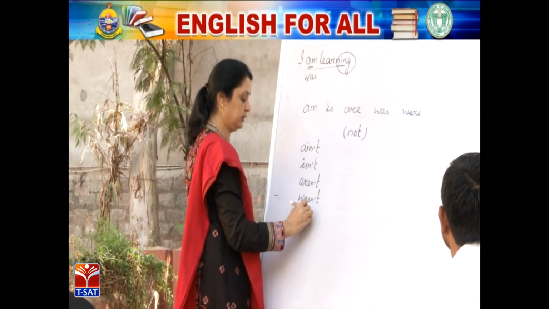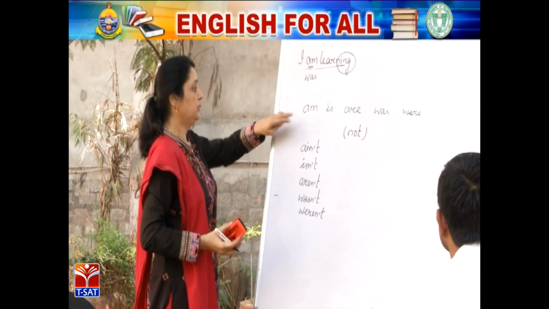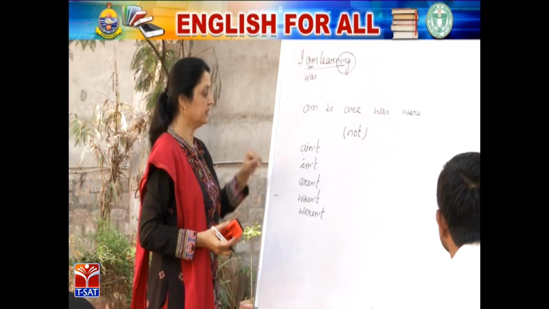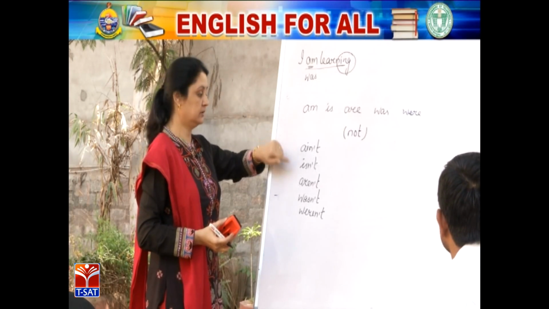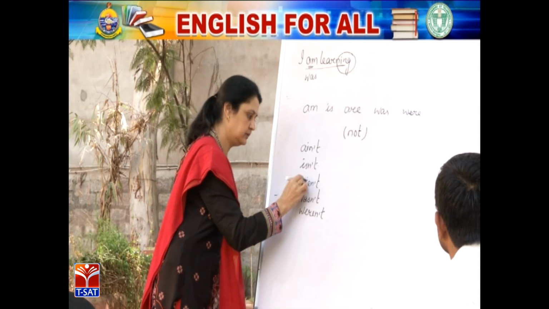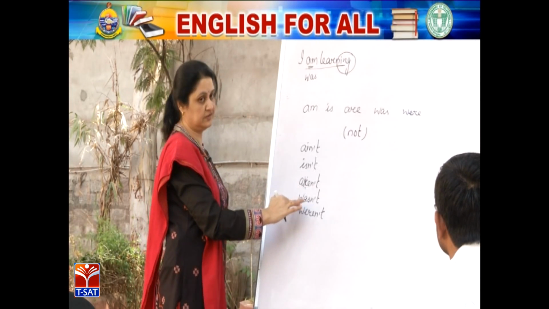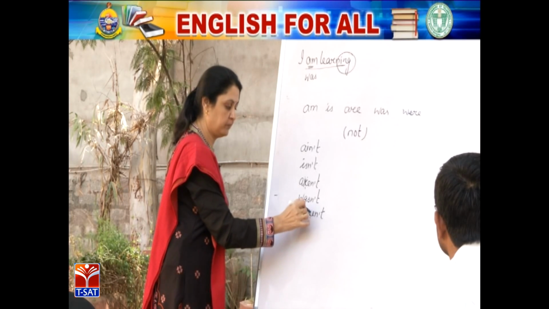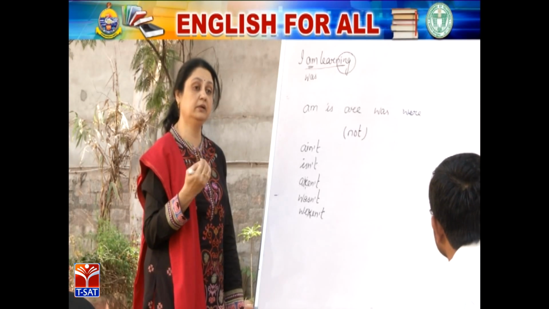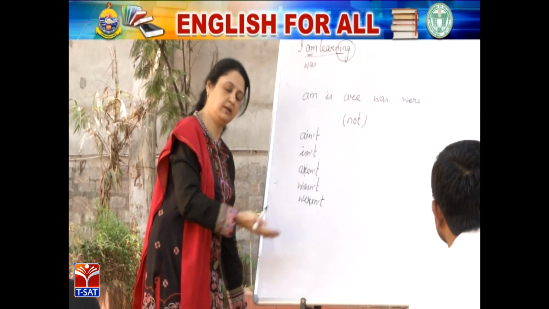Full forms are common in written English and these short forms are common in spoken English. Am not becomes ain't. This is isn't. This is aren't. So you have to try and pronounce it correctly. This R has to be silent and we say aren't. This is wasn't and again weren't. Weren't with the R silent. So aren't, weren't, ain't, isn't, wasn't and weren't.